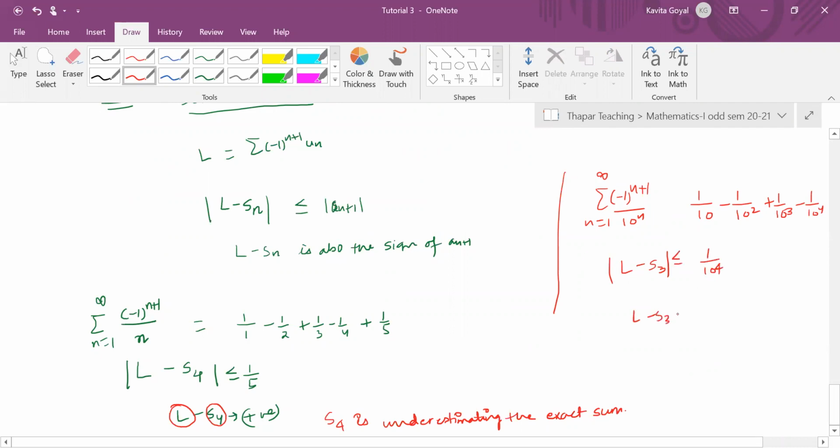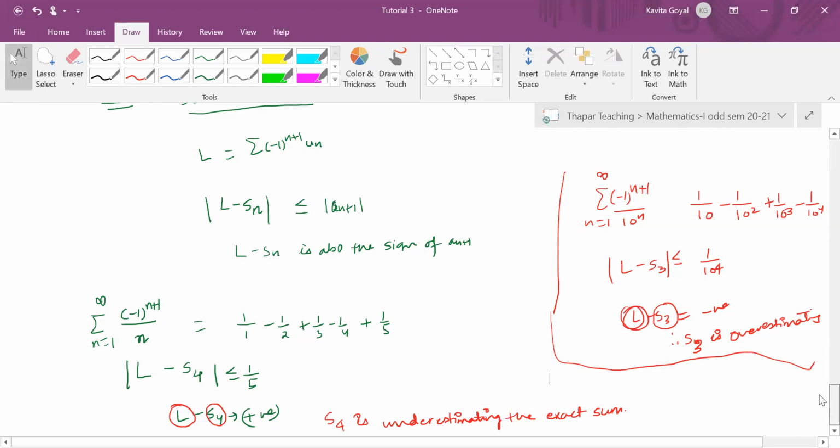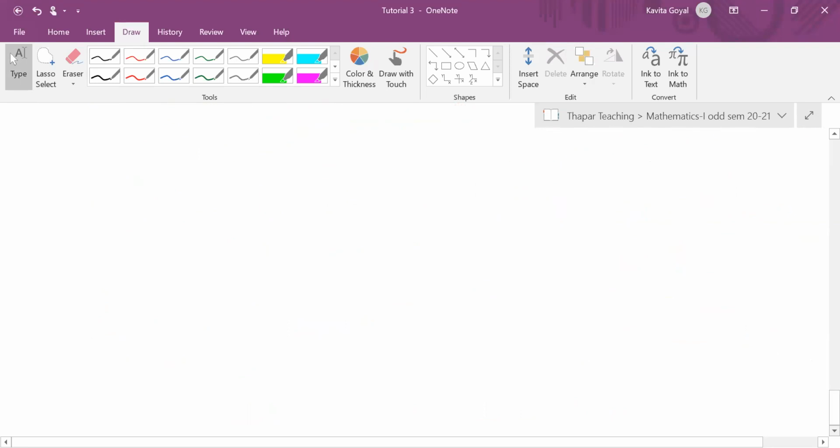And L minus S3 is negative. Therefore, S3 is overestimating. Overestimating matlab ज़्यादा है, more than the exact sum. L minus S3 negative means S3 is more than L. So that is why it is overestimating. Okay, beta. So we are left with... समझा दो, समझाओ. समझ में नहीं आया, the second part or both the parts?